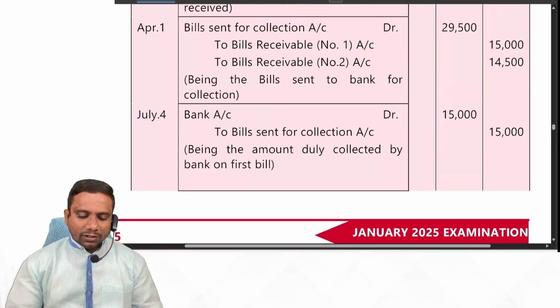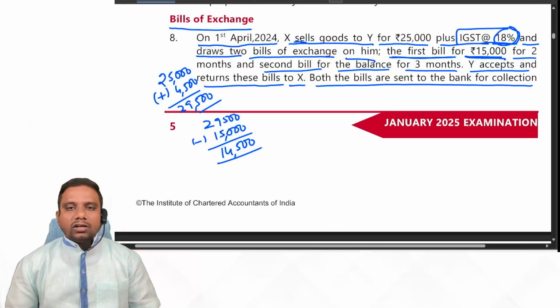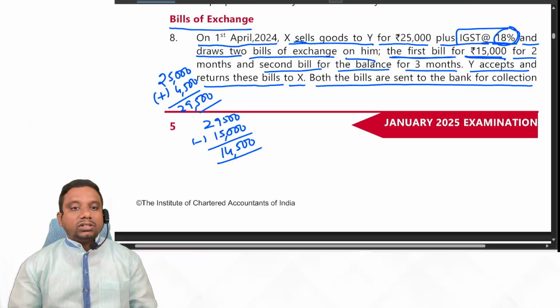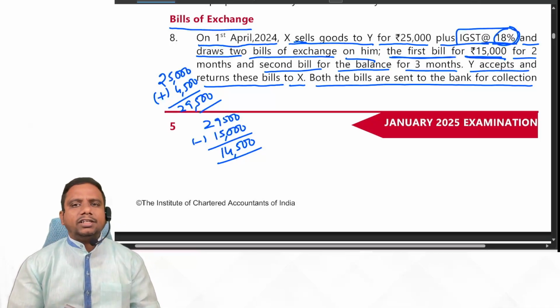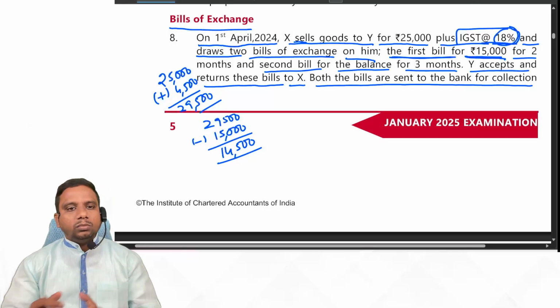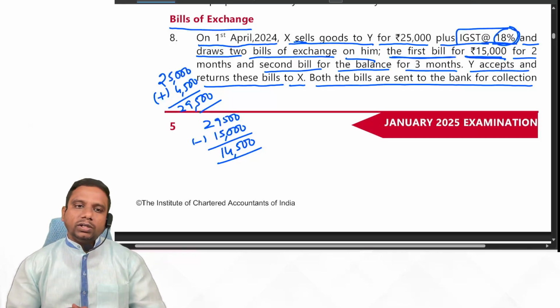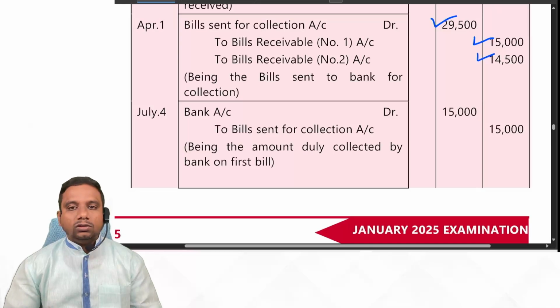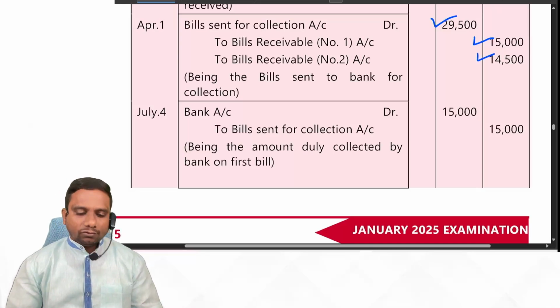Now, the next entry. If you observe the paragraph, they said these two bills are sent to the bank for collection; that is the next transaction. What is the entry for this? Bills sent for collection account debit, to bills receivable account number 1 and bills receivable account number 2 credit. That's it. Hope you are following, students.